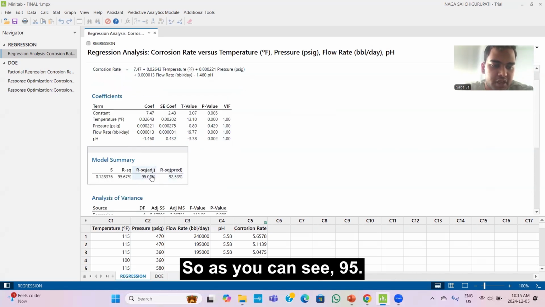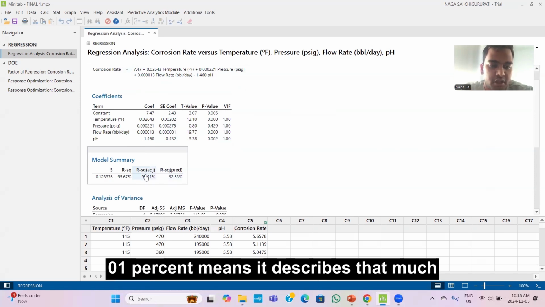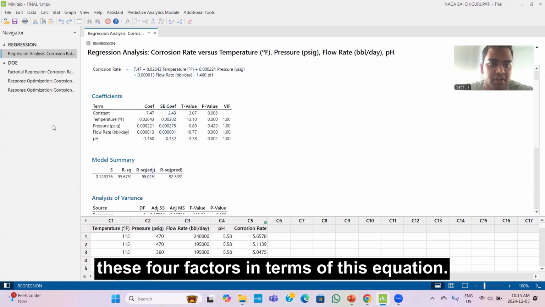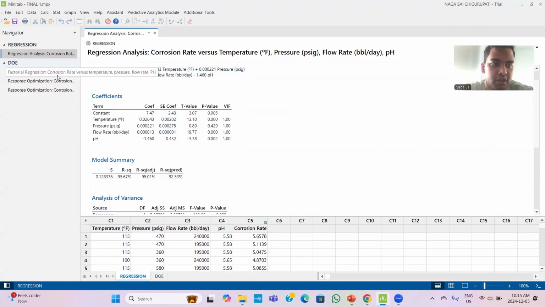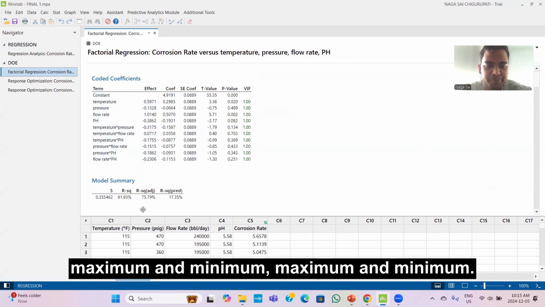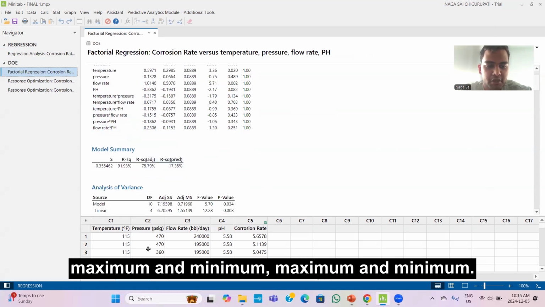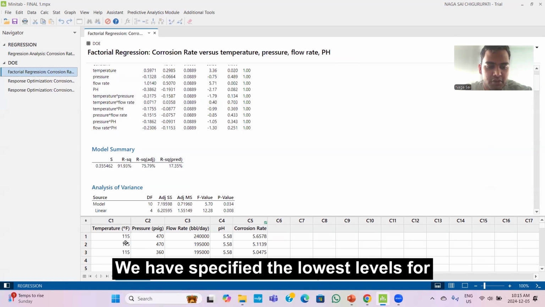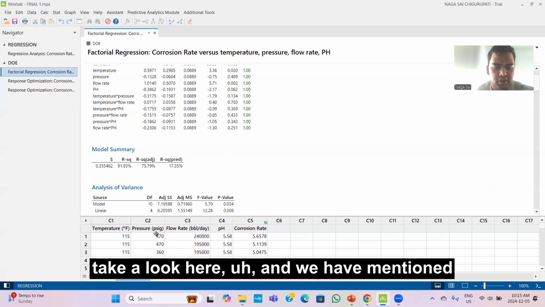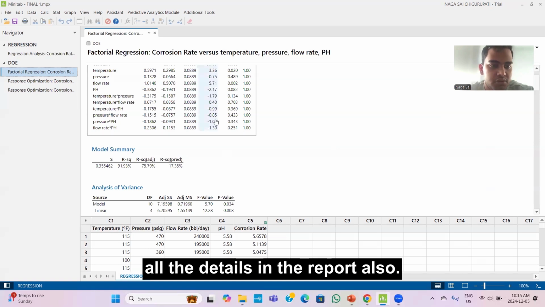As you can see, 95.01% means it describes that accurately how corrosion rate is related to these four factors in terms of this equation. Next, we have selected the DOE experiment maximum and minimum. We have specified the lowest and highest levels for each of these four factors, which you can take a look at here, and we have mentioned all the details in the report also.